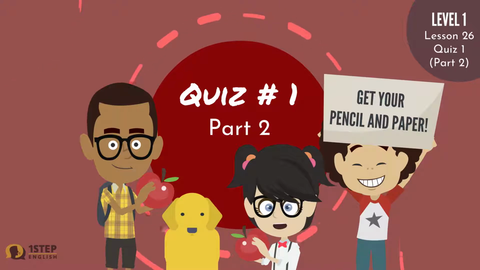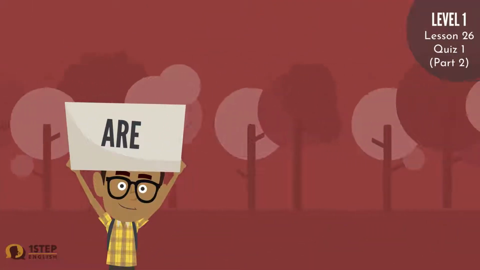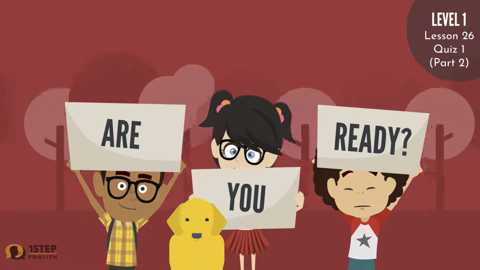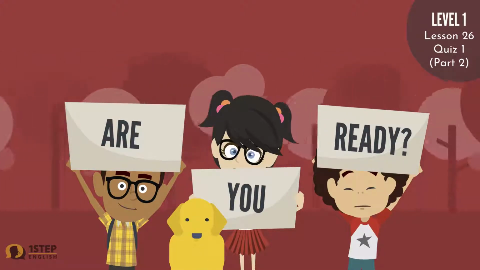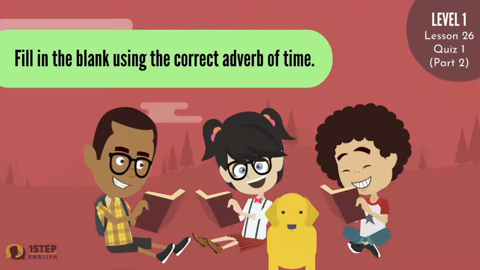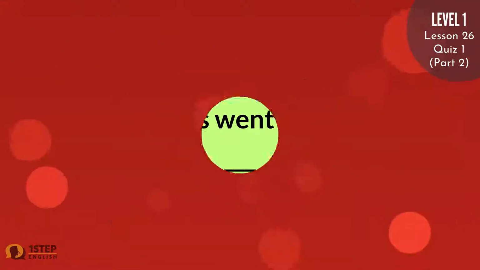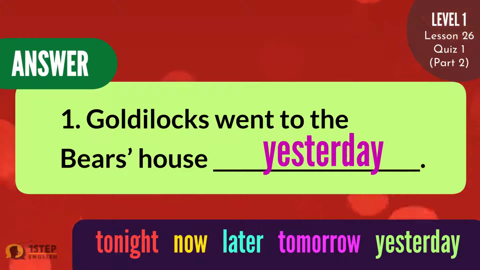Quiz number 1. Part 2. Ready your pencil and paper. Are you ready? Fill in the blank using the correct adverb of time. Number 1. Goldilocks went to the bear's house. Goldilocks went to the bear's house yesterday.